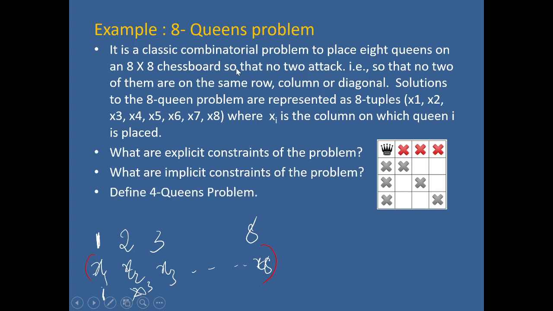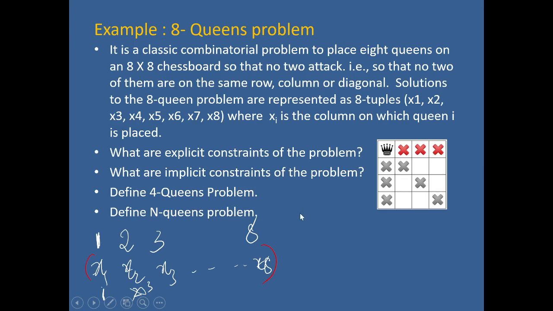Sometimes you will be asked define n queens problem, define 4 queens problem and define 8 queens problem. This is the definition of 8 queens problem. Based on the problem you need to write implicit and explicit constraints. Based on this definition you can come up with a definition for 4 queens and n queens too.